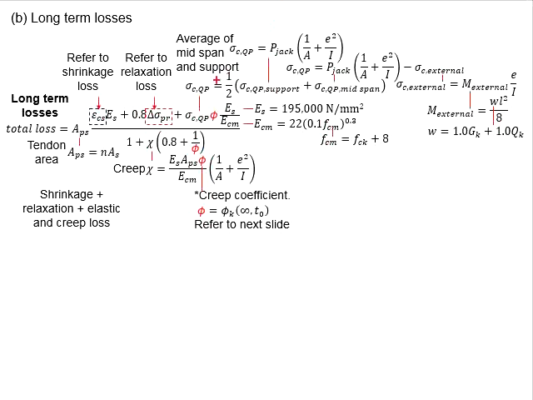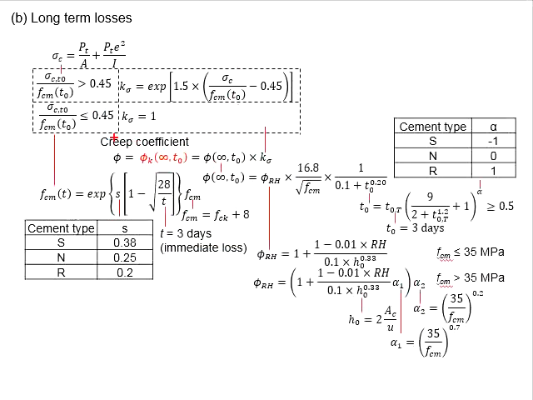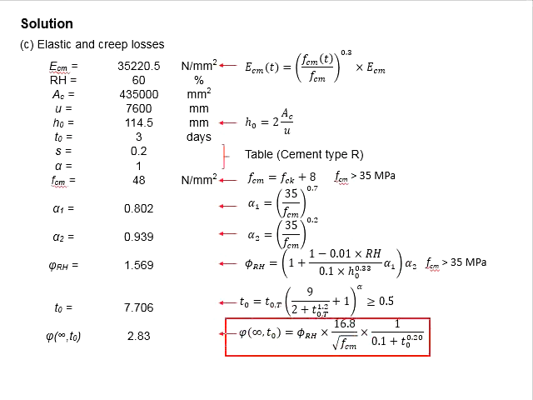Now that we have successfully determined the shrinkage losses and the losses due to the steel relaxation, our next step is to determine the creep coefficients so that we can proceed with the substitutions of the other parameters. Referring to this slide, the creep coefficient is determined by these equations, which subsequently need to compute this equation. This slide demonstrates the computations of this creep coefficient.